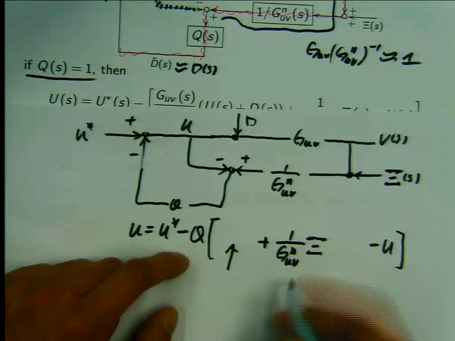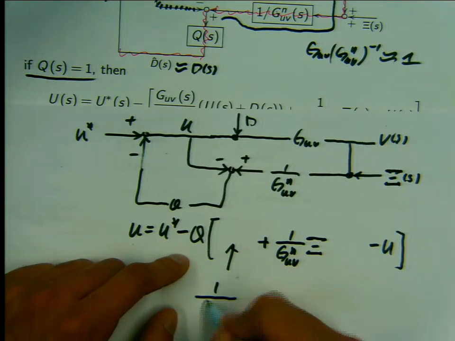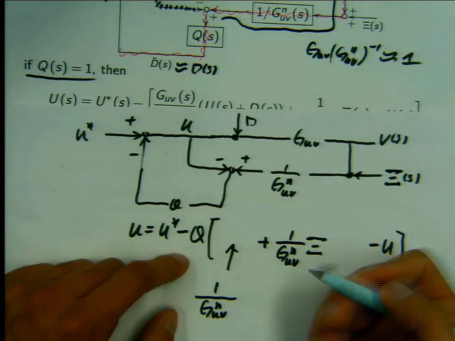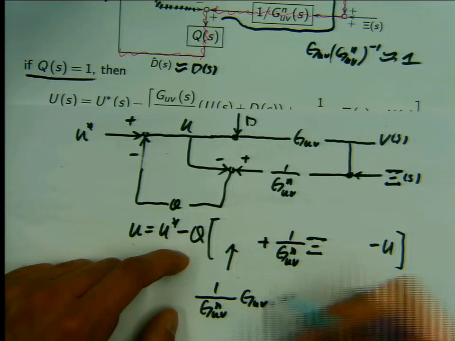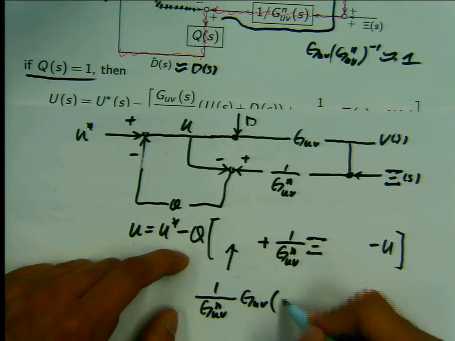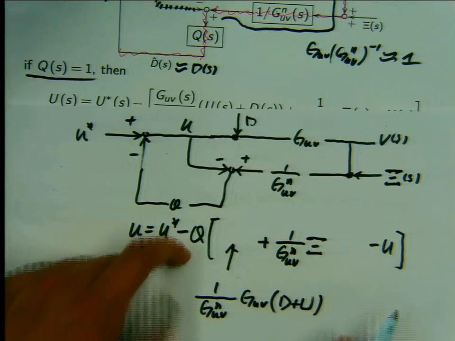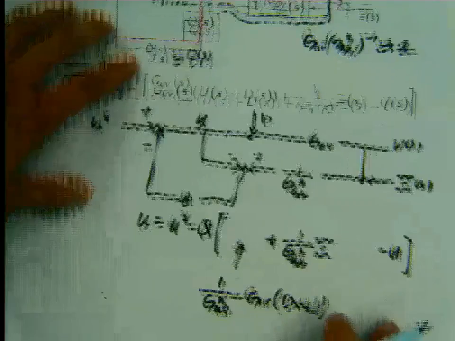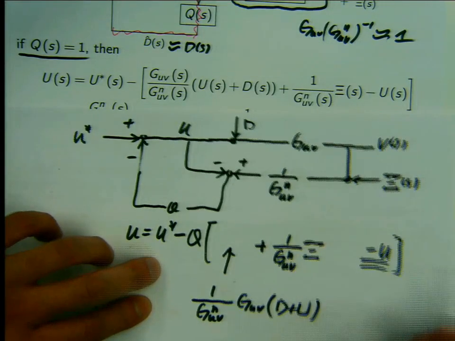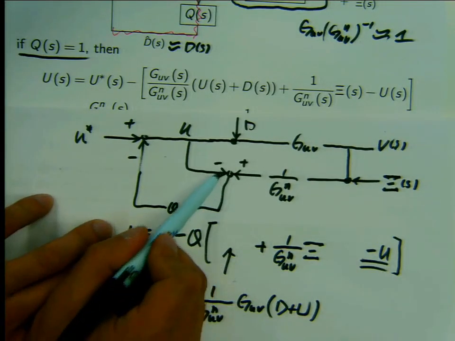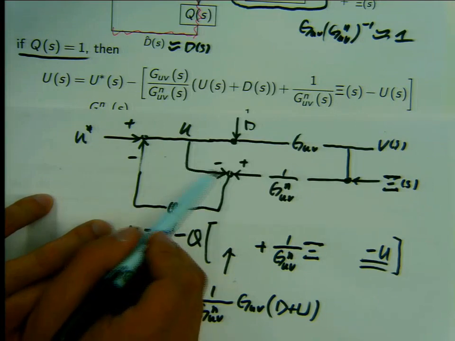here 1 divided by GUVN times GUV D plus U. Let me explain it. I'm doing it too fast probably. So this guy is this minus sign here, so it's minus U. This part is relatively easy.